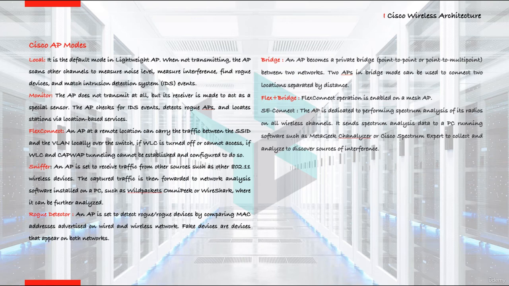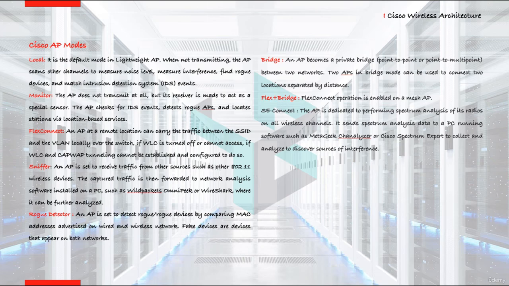If we put the access point in sniffer mode, the access point then forwards the traffic it receives from other wireless devices to network analytics software such as WildPackets, OmniPeek or Wireshark, with which we can do further analysis. Rogue detector mode is the mode we use to detect fraudulent devices by comparing the MAC addresses advertised on a wired and wireless network. Bridge mode creates a point-to-point or point-to-multipoint bridge between access points, while the two access points in bridge mode are used to connect two locations separated by distances.